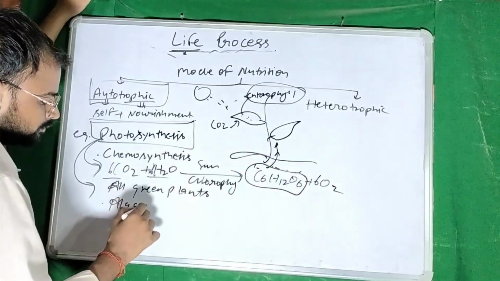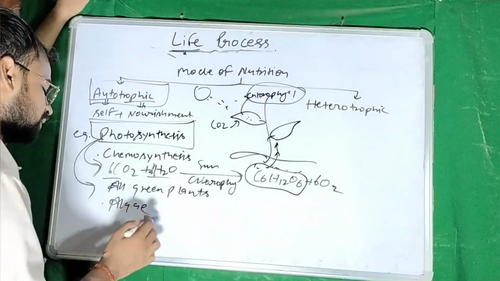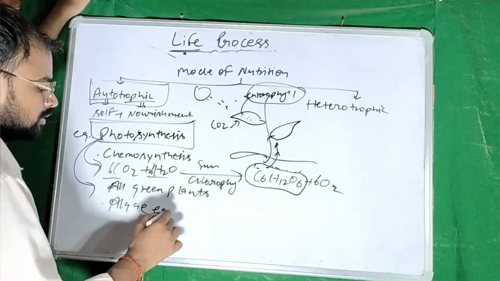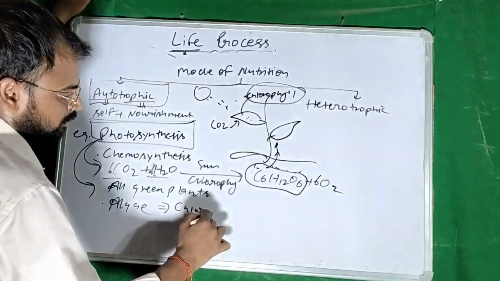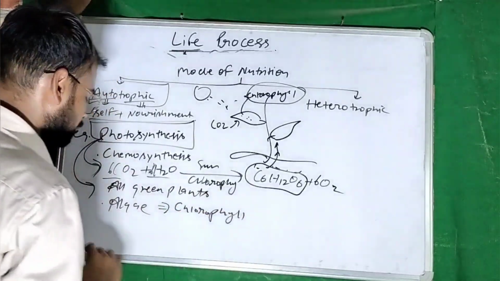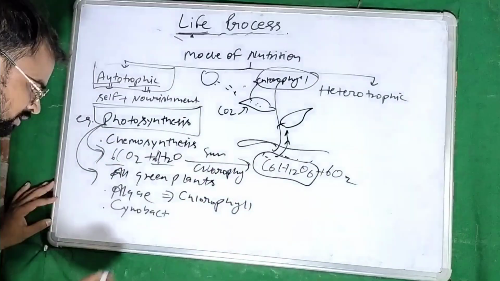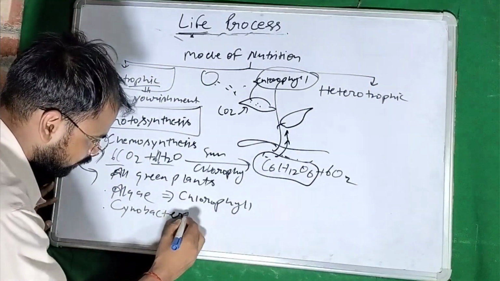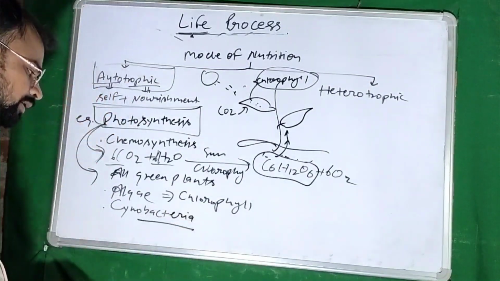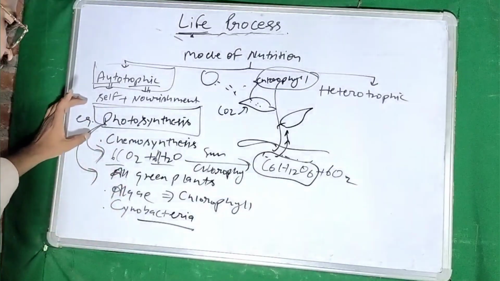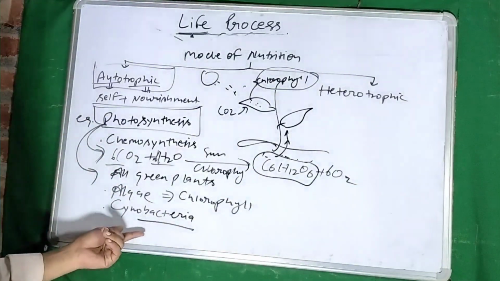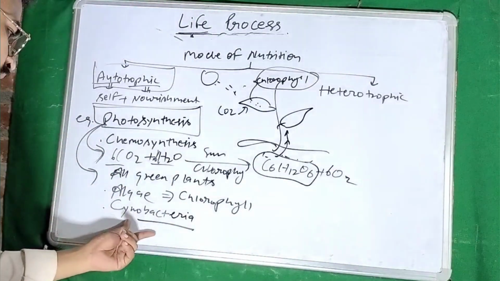Algae also perform photosynthesis because they have chlorophyll. Then cyanobacteria is also an example of photosynthesis because it also performs photosynthesis. Blue-green algae is the other name of cyanobacteria.